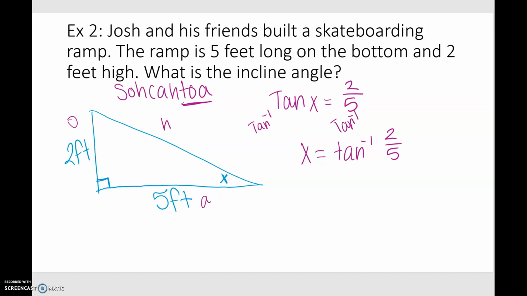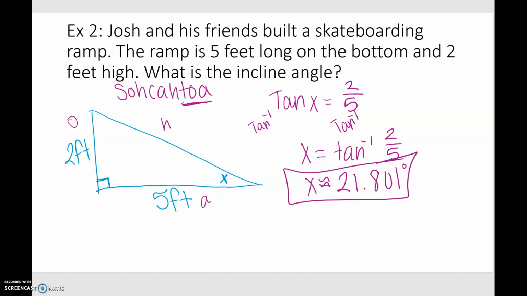Then go ahead and type that into your calculator. Putting it in your calculator, you get x equals 21.801. And it doesn't say how to round in this one, so we can just say that right there and leave it like that.